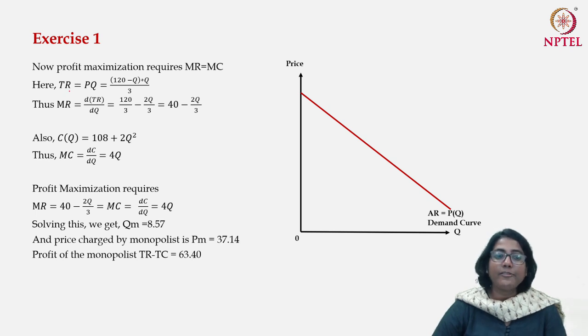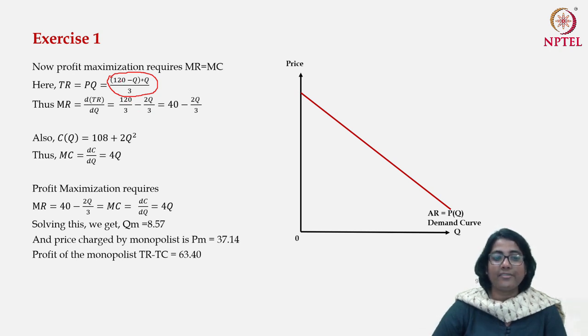In order to get the marginal revenue, you have to take the derivative of total revenue with respect to Q. If you take the derivative of total revenue with respect to Q, what you actually get is you are taking the derivative of this particular term with respect to Q. So see, the first term is actually 120Q divided by 3. First term is 120Q divided by 3 and the second term is Q square divided by 3.